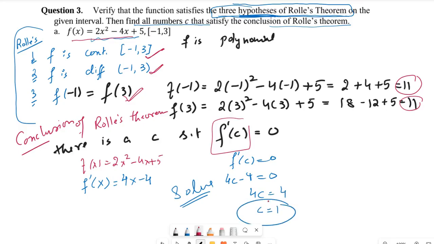You always need to check if this belongs to your given interval. So 1 does belong, so that is also true. So that is the value of c. We found it. That's the final answer for the question, which satisfies the conclusion of Rolle's theorem.